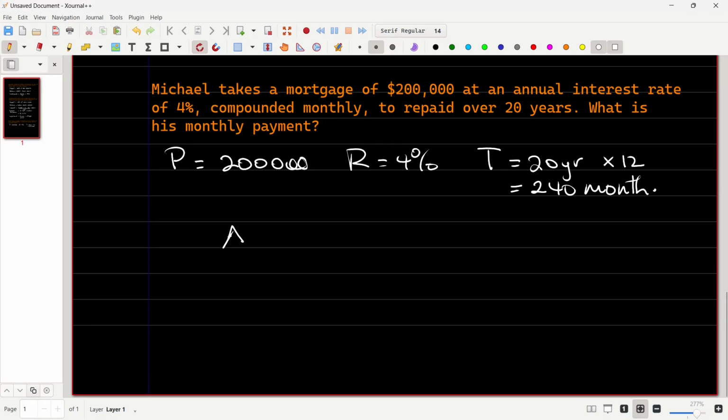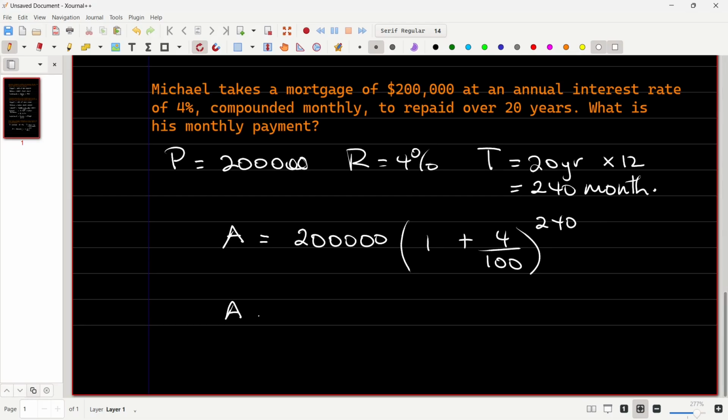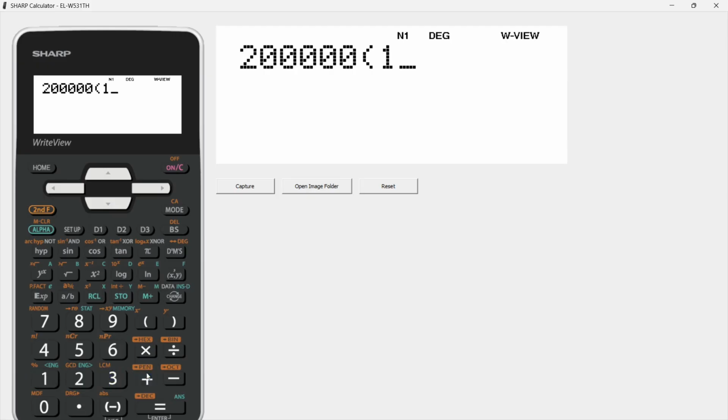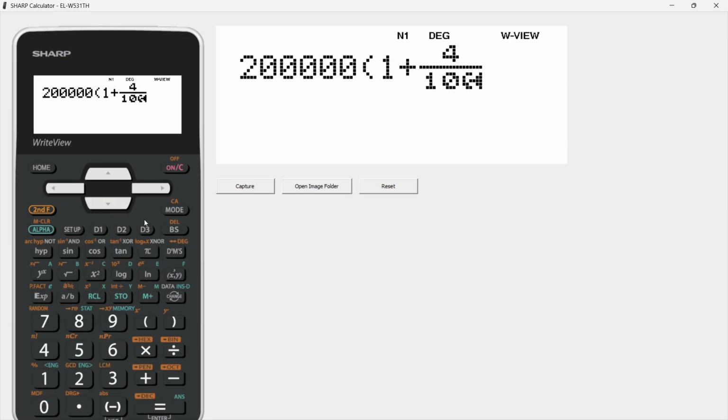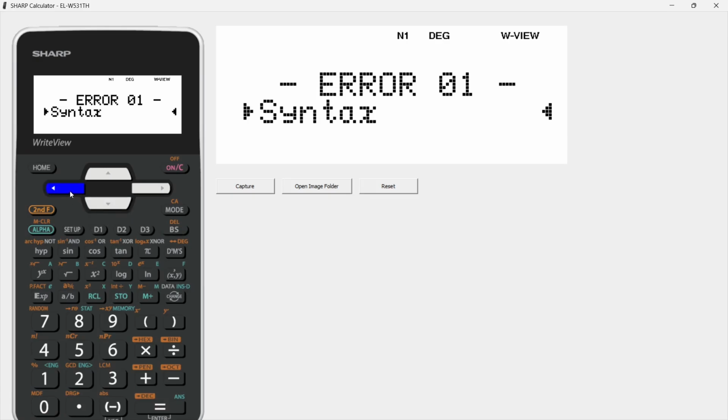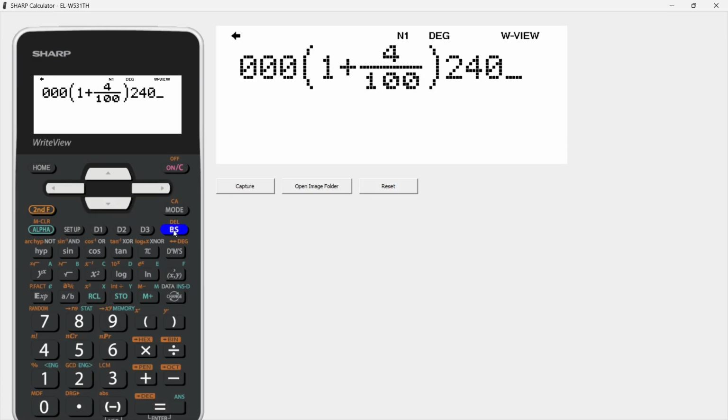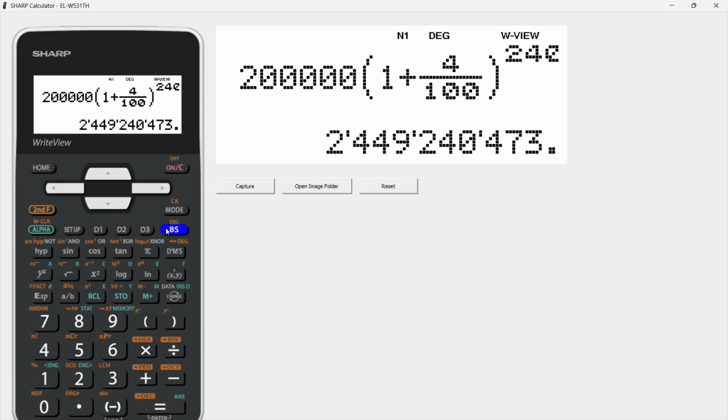So let's see what amount overall he has to pay. The amount is 200,000 times 1 plus 4 over 100, close the bracket, raised to the power of 240. Oopsie, error. I expect we get an error here because that's really high, raised to the power of 240. So he would have to pay in the billions.